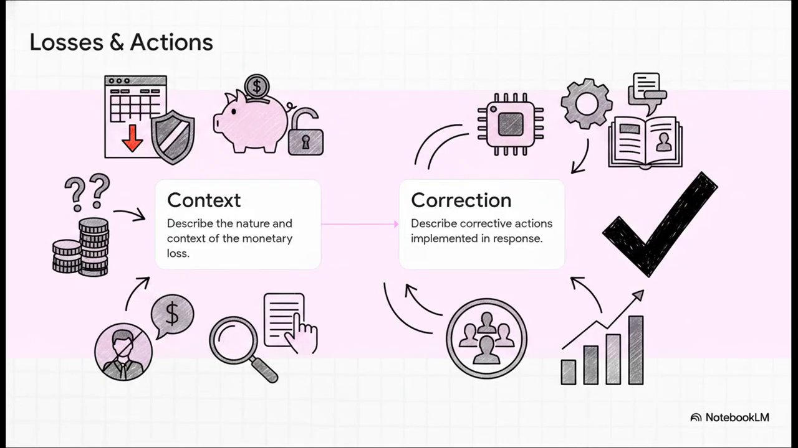But look, simply dropping a dollar amount on a spreadsheet isn't nearly enough. Entities must contextualize the loss. Step 1. You must describe the nature of the loss. Was it fraud, or maybe a failure to properly disclose data use to clients? Step 2. You must describe the corrective actions implemented in response. You have to prove to your investors that you are actually fixing the underlying issue, whether that means overhauling your operations, upgrading your tech, or implementing entirely new management training.